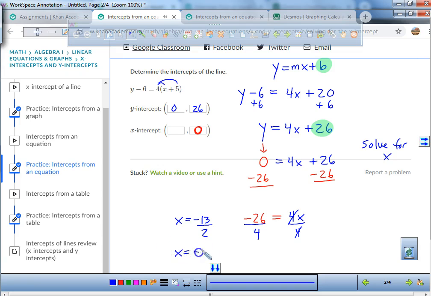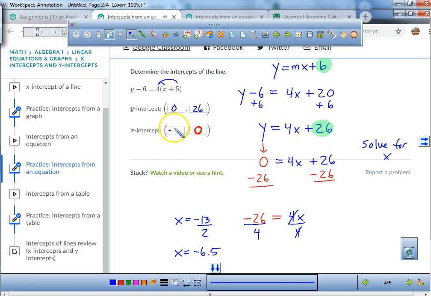You're right. It's negative what? 6.5. So I'm going to write negative 13 over 2, or negative 6.5, comma 0. Either one of these answers would work.